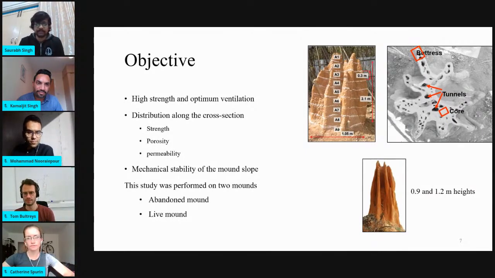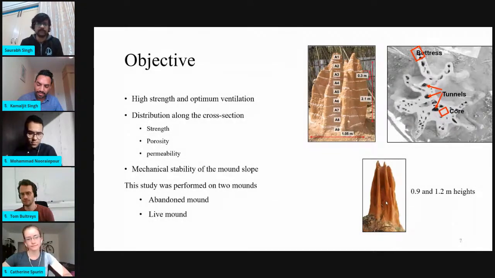In this study, we have used two mounds. One was an abandoned mound, that is a dead mound. There were no termites in it. And the other was a live mound. In the case of the abandoned mound, we sectioned it at different cross sections at different heights. Our focus is primarily to understand the behavior or the properties distribution along the cross section. We have identified two things. One is the buttress, which is the outer wall of the termite mound, and then the core, which is the inner region inside the mound.